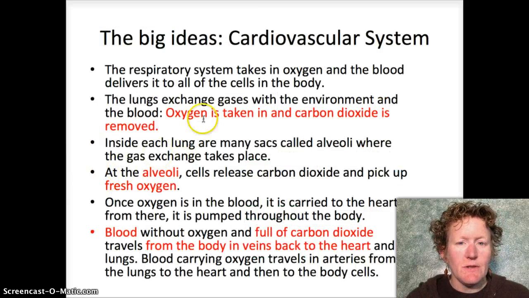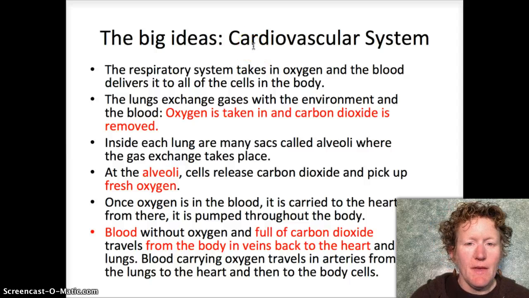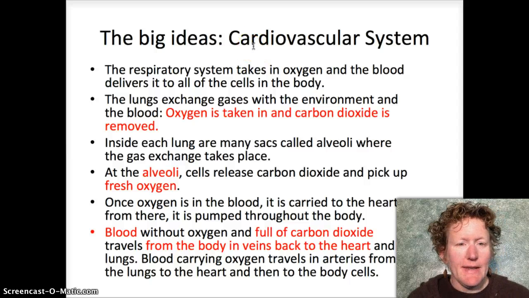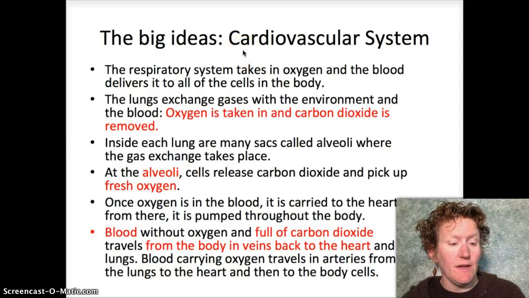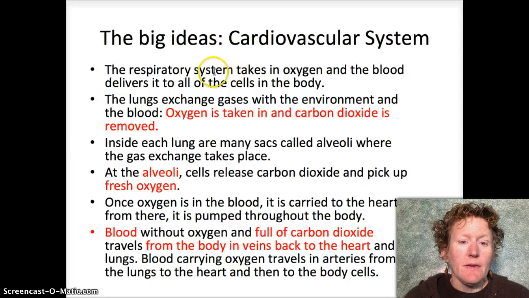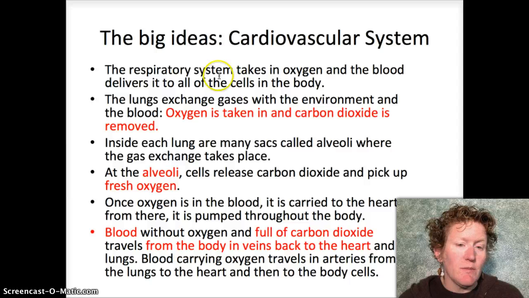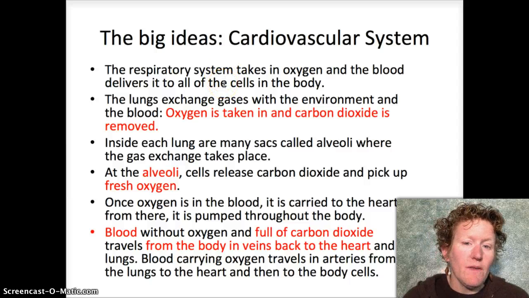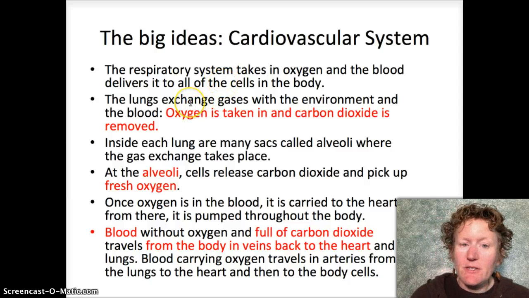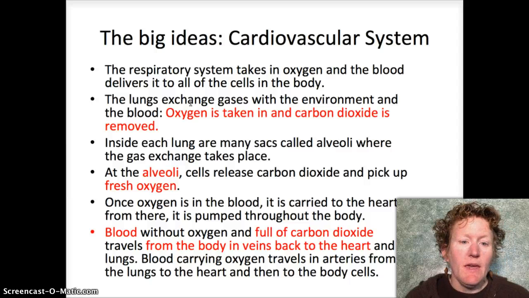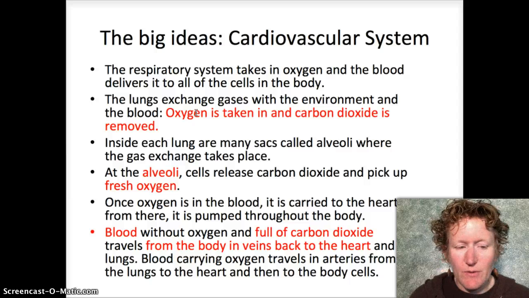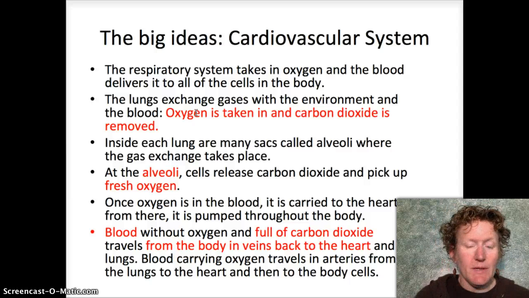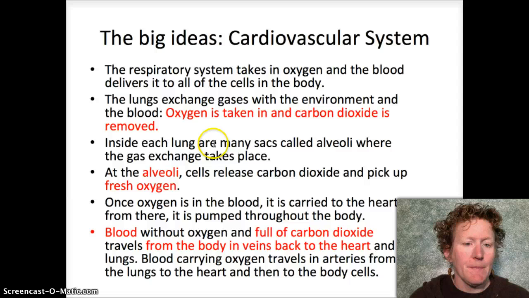All right, let's switch gears and go to the cardiovascular system. That's your heart and lungs, and all of your veins and capillaries. The respiratory system takes in oxygen and the blood delivers it to all the cells in the body. The lungs exchange gases with the environment and the blood. Oxygen is taken in and carbon dioxide is removed. Two gases, oxygen and carbon dioxide, very important to remember.